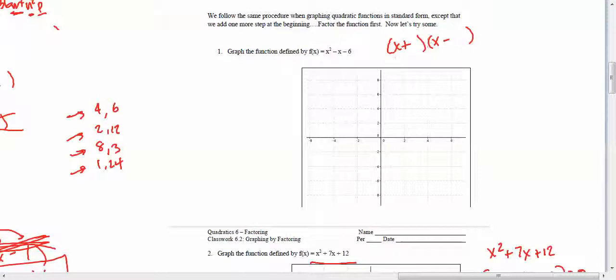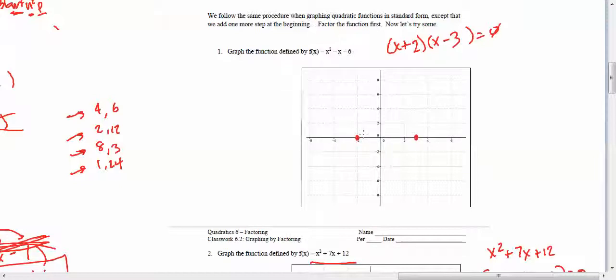Where am I going to put them, the 3 here, the 2 here, or the 2 here, 3 here? Two and 3. Why? Because they're going to add together to be negative 1. If I put the 2 over here, that will add together to be positive 1. Right? All right. Where are my zeros? x is equal to what? No. Negative 2 and positive 3.